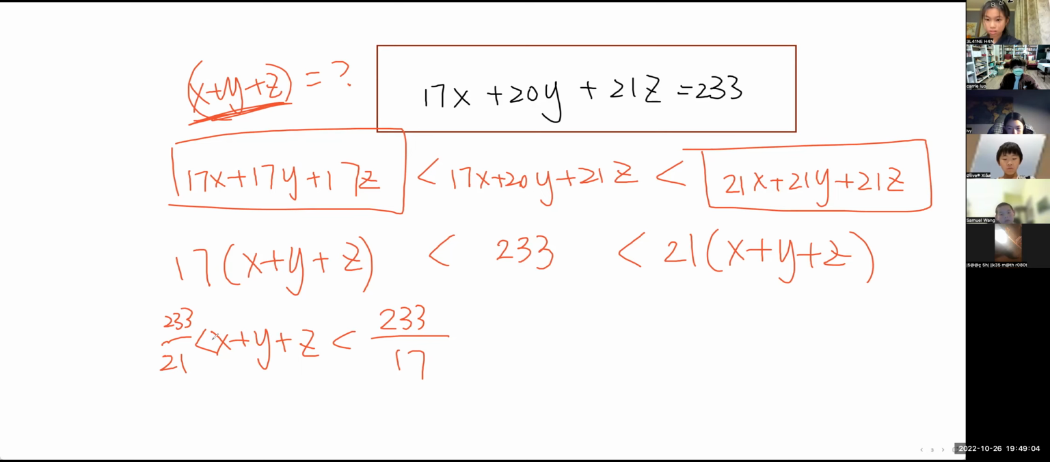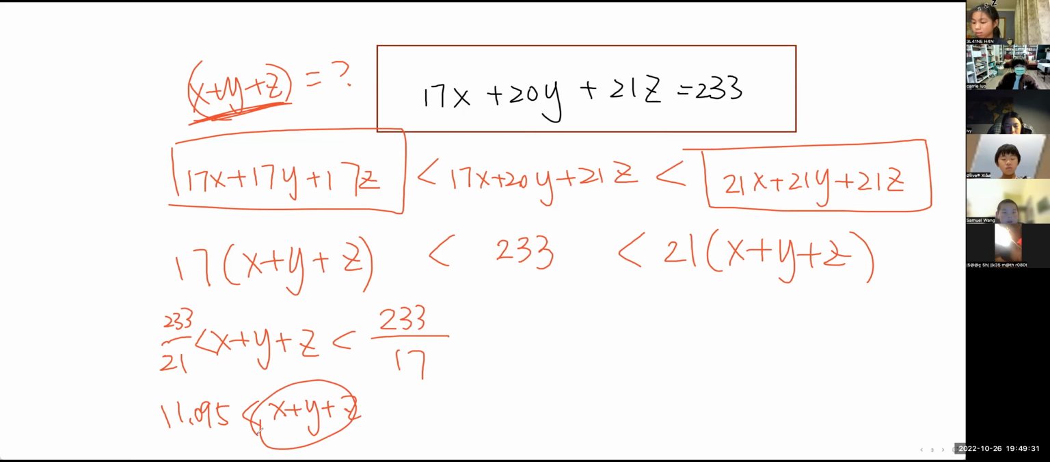So it's between 21 and 11. Wait, if the question was x plus y plus z, I sent you y and z. Okay, so 233 divided by 21 equals what? Equals 11 something, right? So that means x plus y plus z is 11 and 11.95 something.